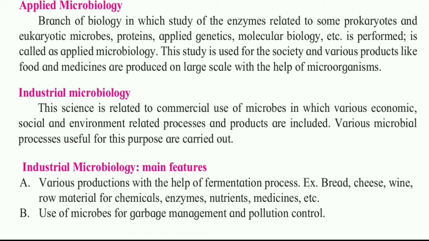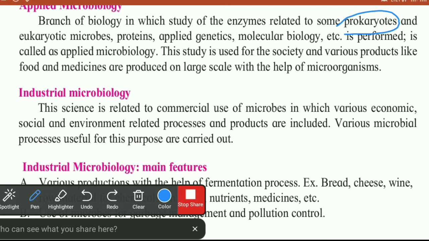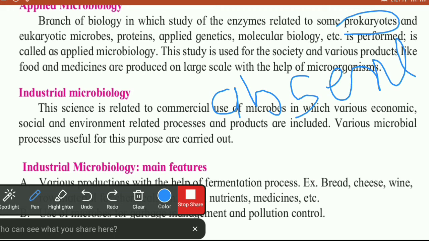Microorganisms are also called microbes. The first category is prokaryotes and eukaryotes. The basic difference between prokaryotes and eukaryotes is the nucleus. In prokaryotes, the nucleus is absent. The nuclear membrane is absent.